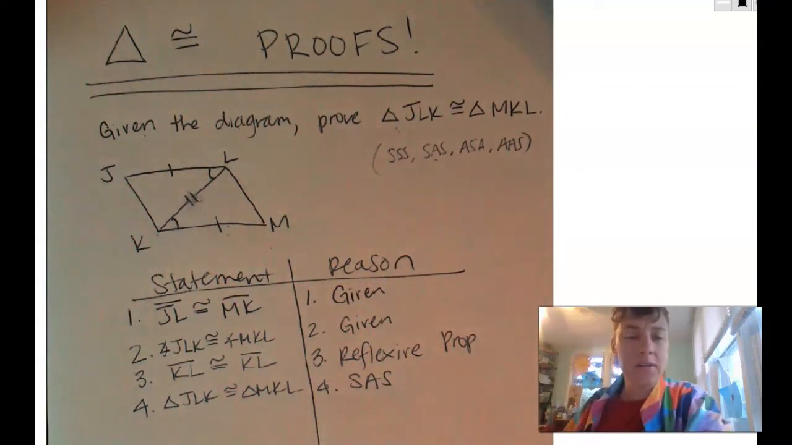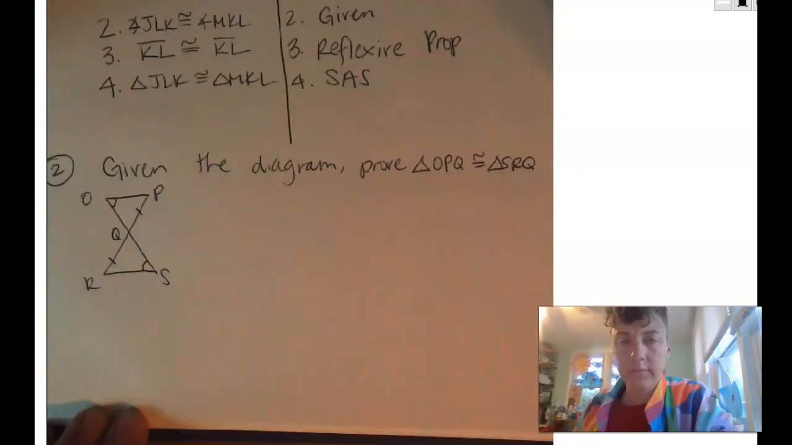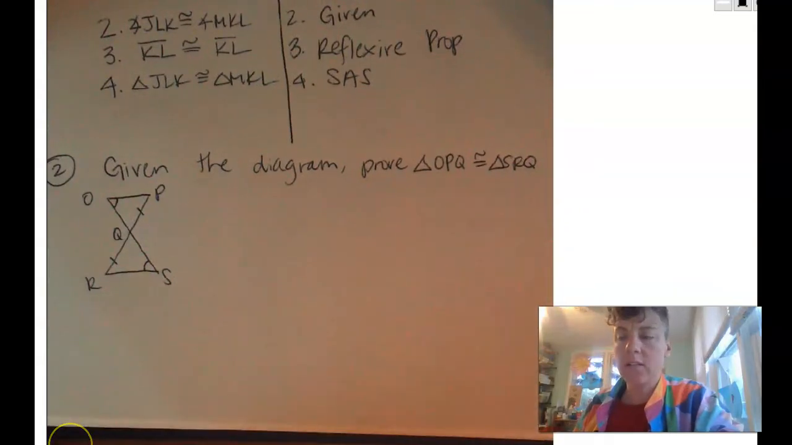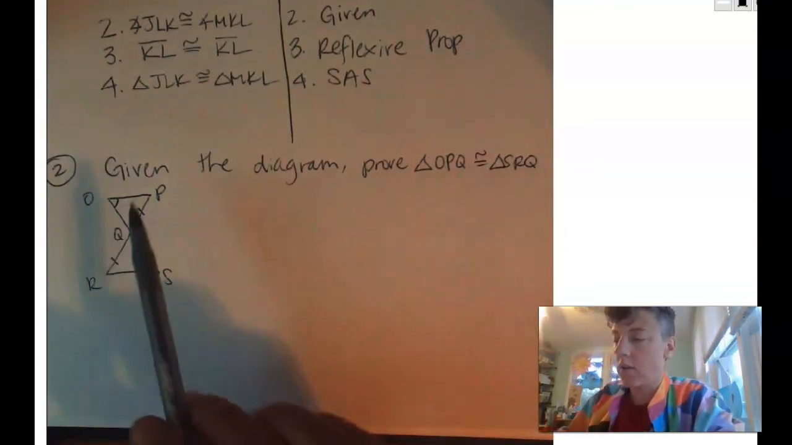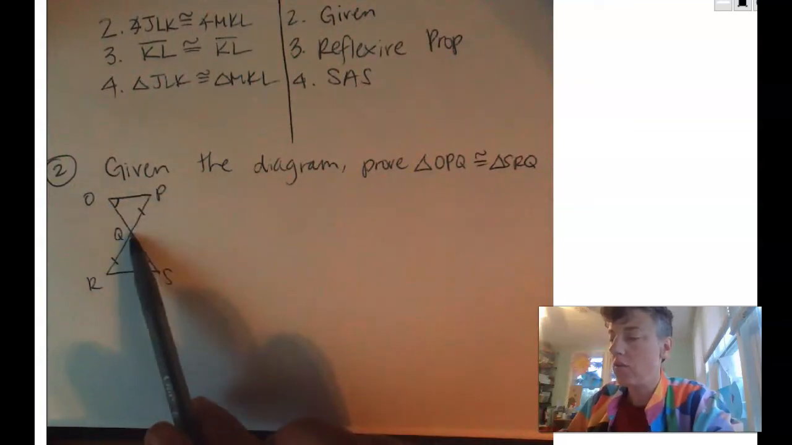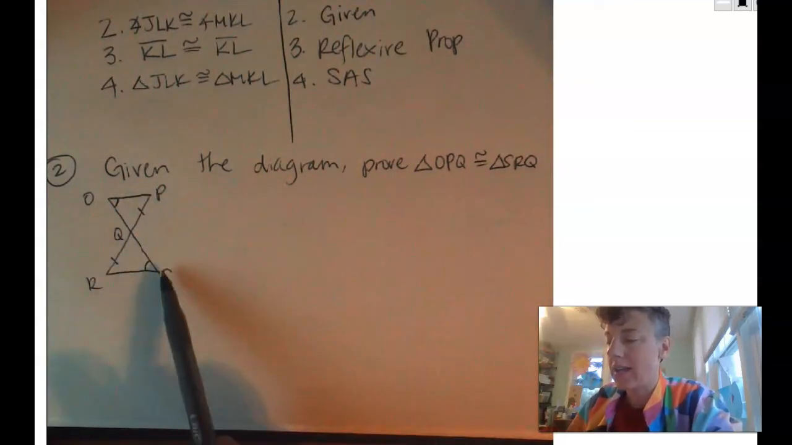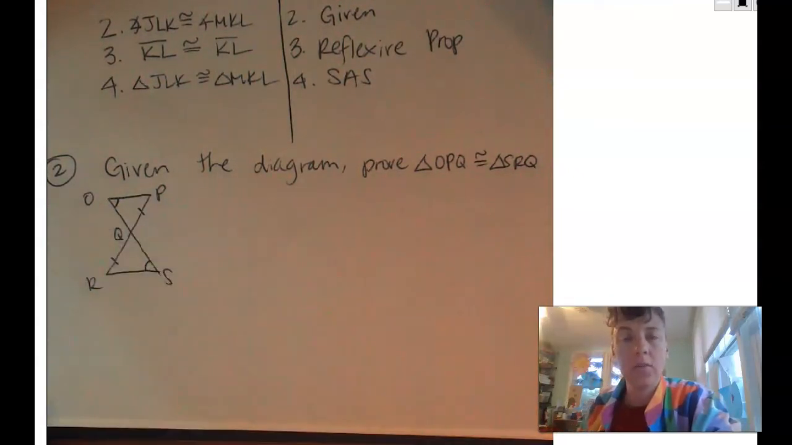Alright, beauties, let's do another one. Alright, here's our next one. Given this diagram, we're going to prove that triangle OPQ is congruent to triangle SRQ. Let's think about it for a second.